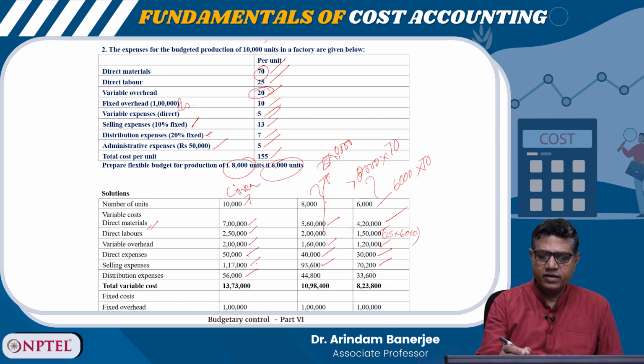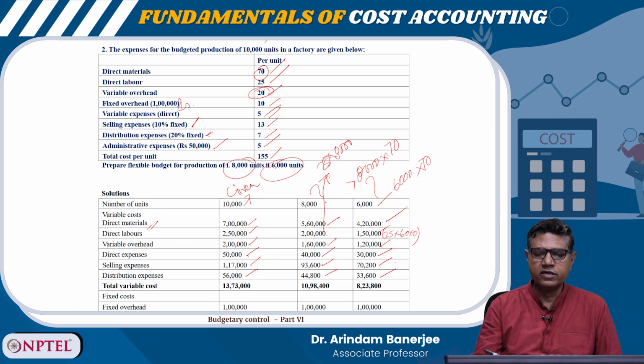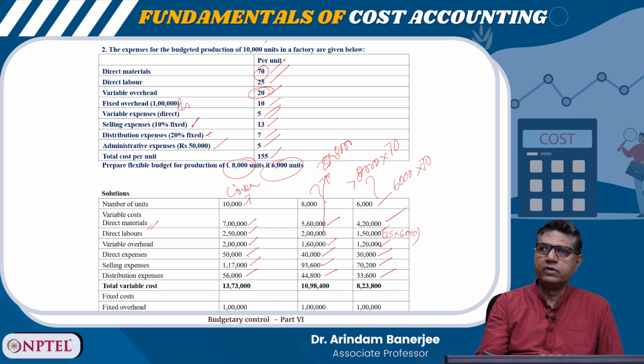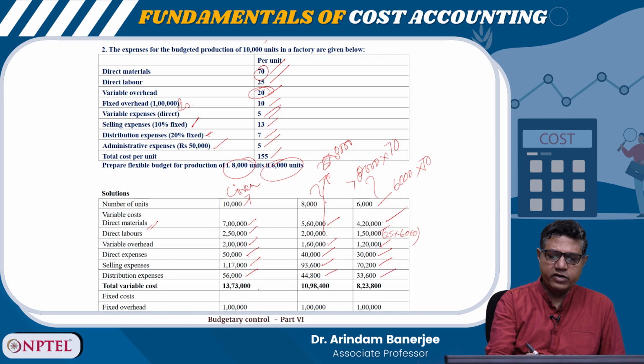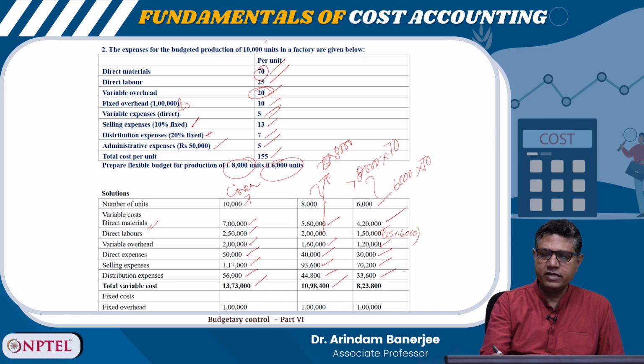For distribution expenses, at 10,000 it is 56,000, then 44,800, and 33,600. So if you add all these variable costs, you will get 13,73,000 for 10,000 units, 10,98,400 for 8,000 units, and 8,23,800 for 6,000 units. Then we come to the fixed costs.